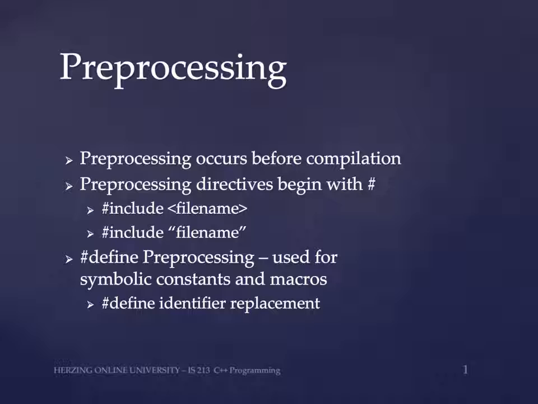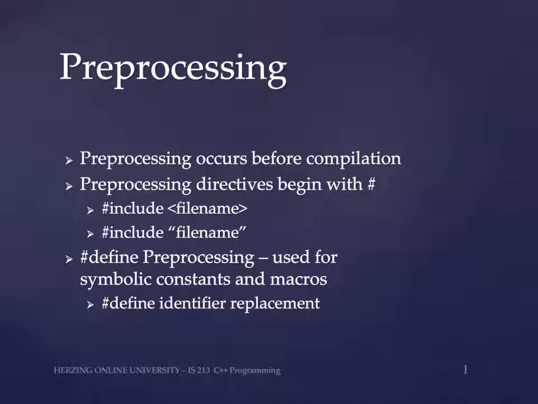So the define preprocessing directive is used to create symbolic constants and macros. A symbolic constant is a name for a constant, and the format for the define directive is: define, using the pound tag, identifier and then replacement. So define identifier and then replacement. When the preprocessor encounters this directive, it replaces any occurrence of identifier in the rest of the code by replacement. This replacement can be an expression, a statement, a block, or simply anything.